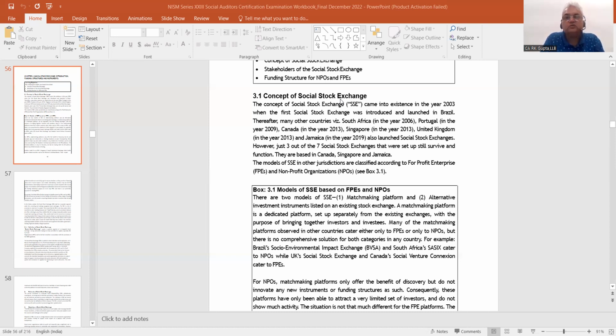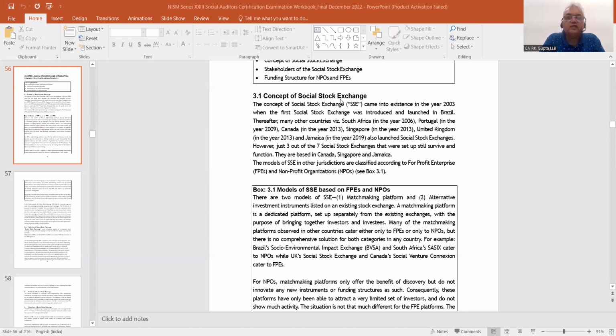They may assume different roles. Basically, it is something similar. Suppose you are giving a donation. Earlier, you were giving the donation directly to the school. Now, you may be subscribing to the bonds issued by the NPO or for-profit organization, which are listed on the social stock exchange. If you are giving a donation, you were earlier also not expecting anything in return. Basically, you were getting tax exemption only. So a similar situation will be here.